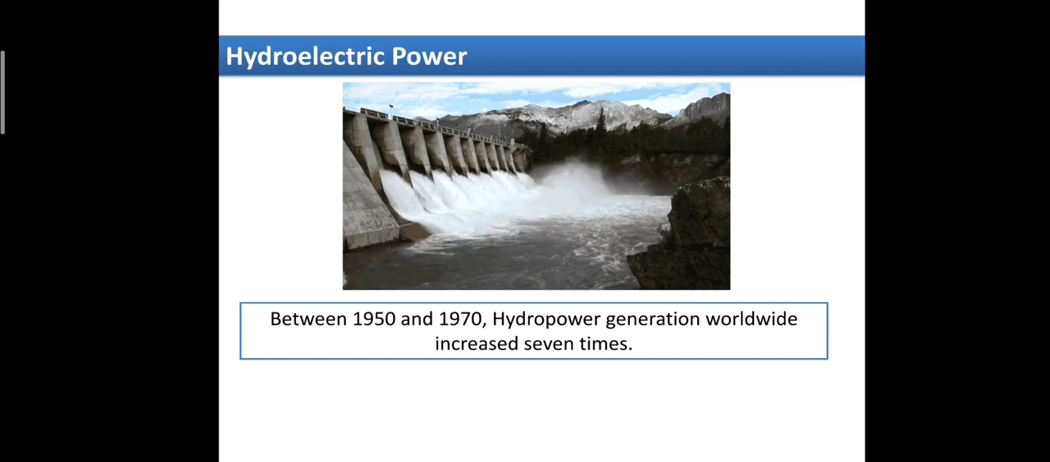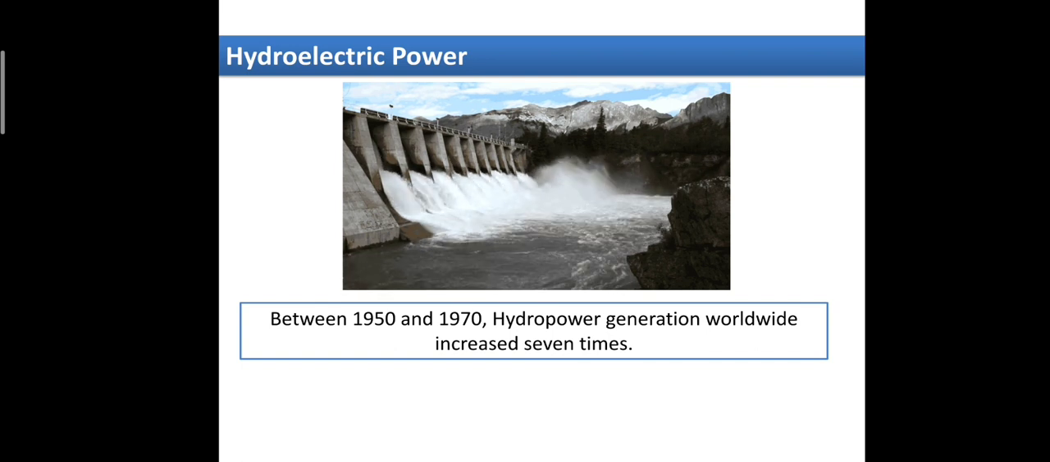The picture shown in the slide is very much familiar to us: the dams, and the natural beauty of dams that we sometimes roam around to see. So, this is hydroelectric power, which uses water flowing down a natural gradient to turn turbines to generate electricity. This is known as hydroelectric power.